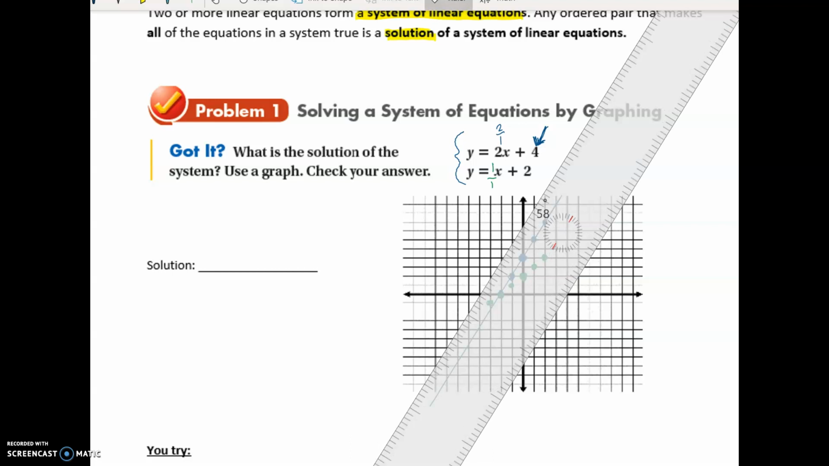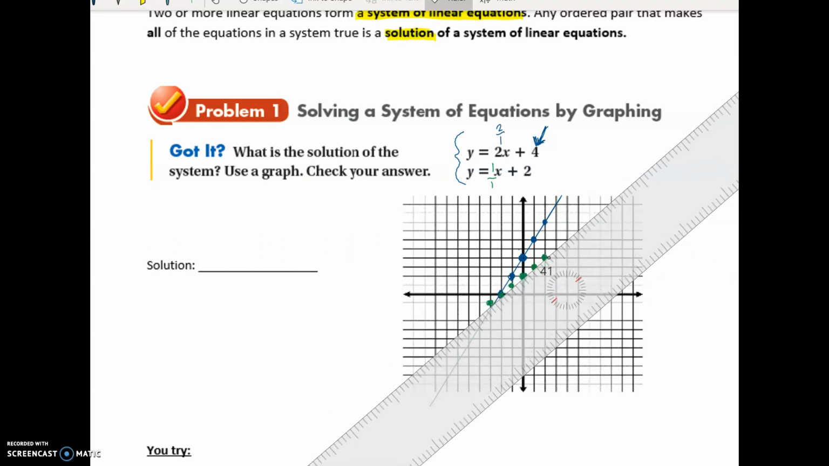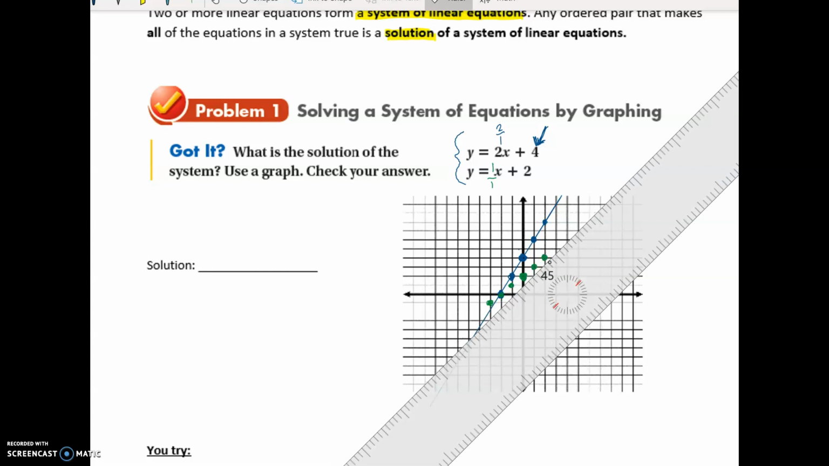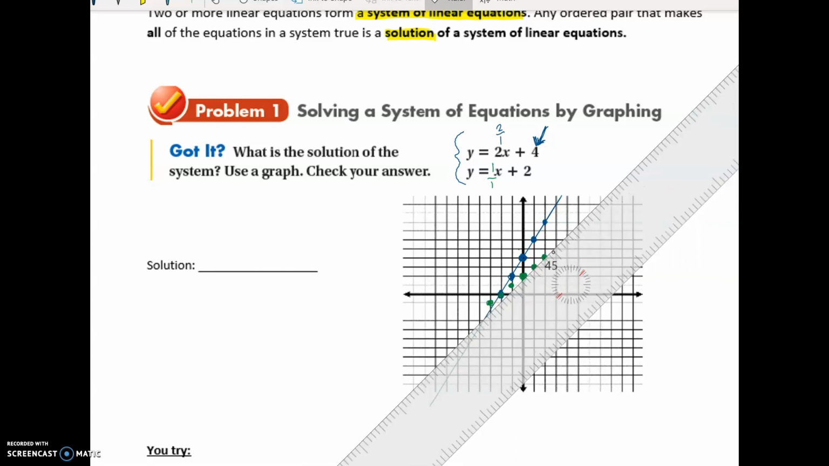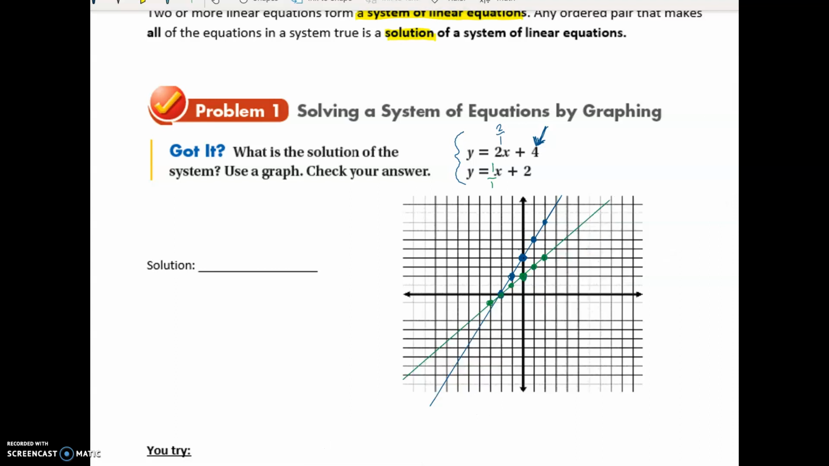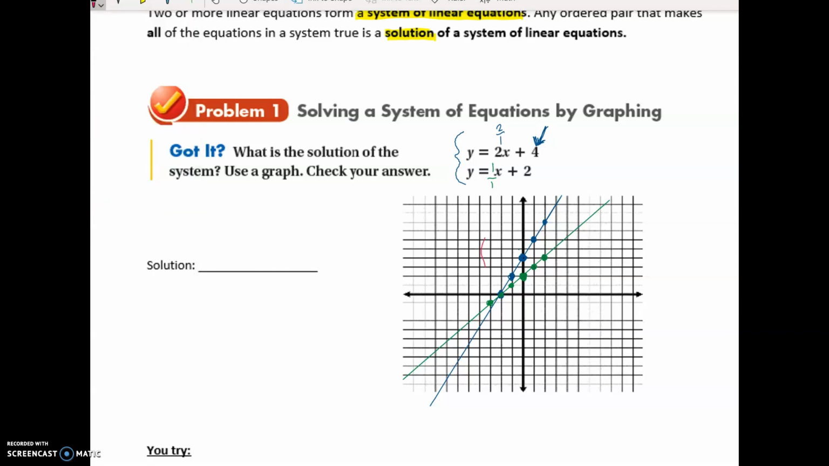So I'm going to go ahead and draw my other line here to show that. Ugh, it always moves on me. It's very annoying, but I don't know how to really fix that. Okay, so that's pretty close. So I'm going to draw my line here. And looking at my graphs, I can see that they intersect right here at this point.